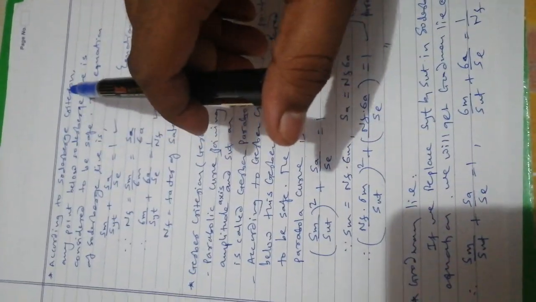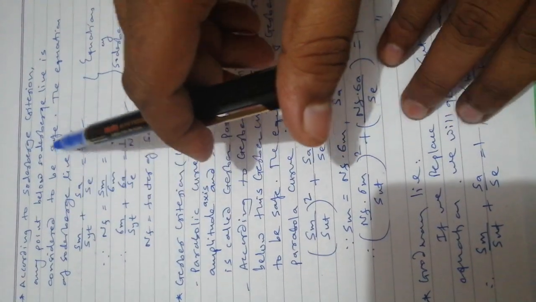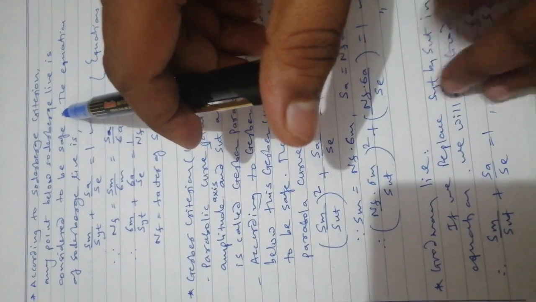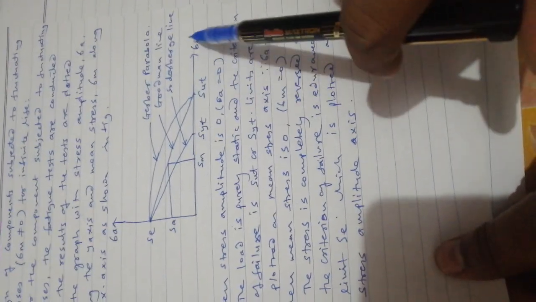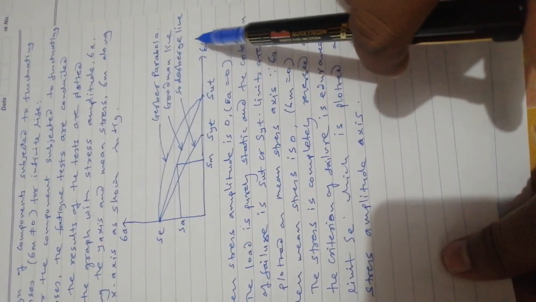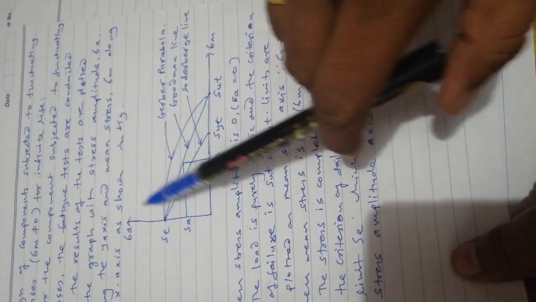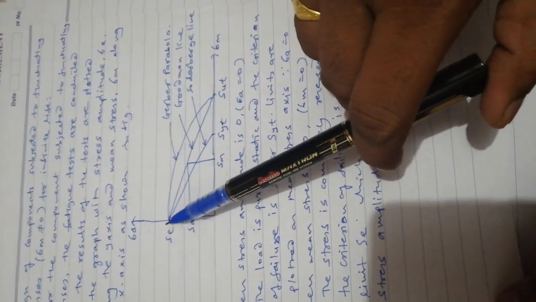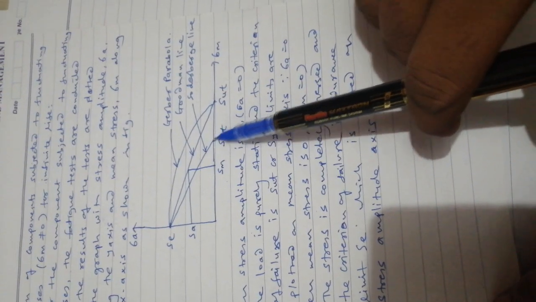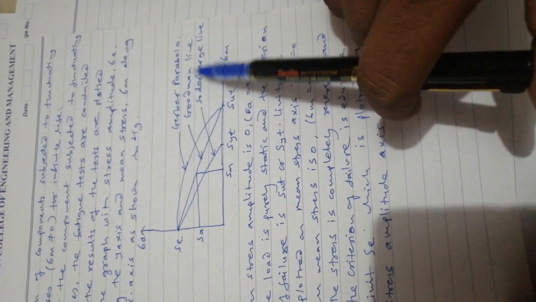According to Soderberg criteria, any point below the Soderberg line is considered to be safe. Now, what is the Soderberg line? After plotting SYT and SUT on the x-axis, that is sigma m, and after plotting SE, that is the endurance limit, on the sigma a axis, if you join SE with SYT, the line which comes is known as the Soderberg line.